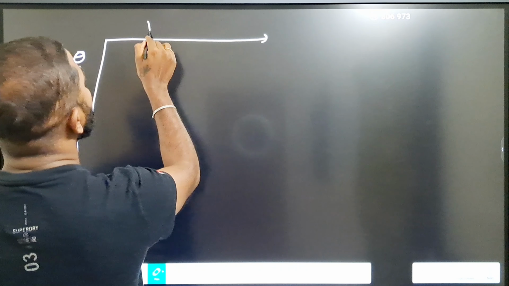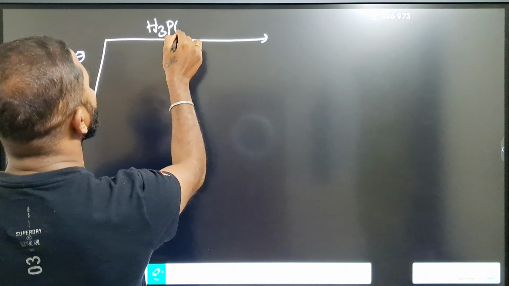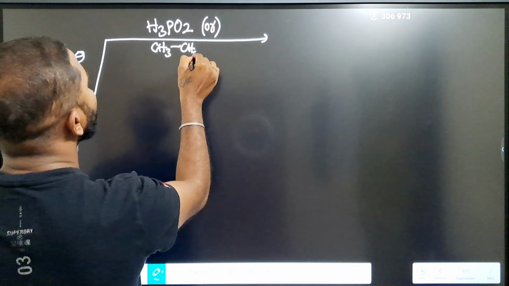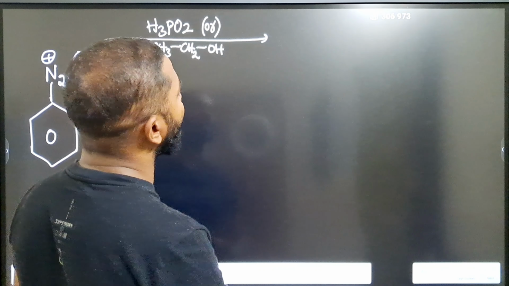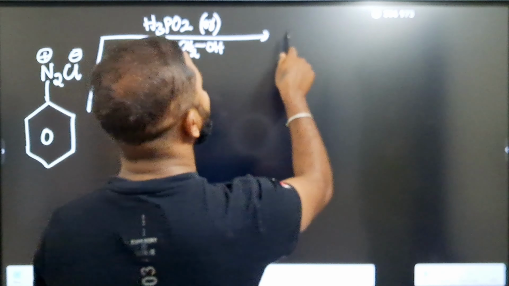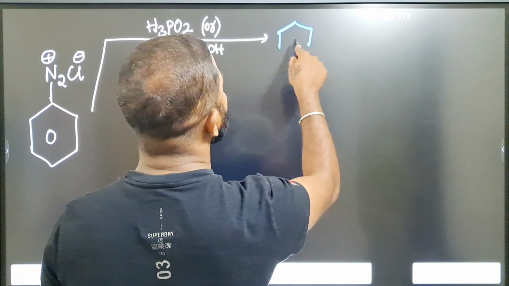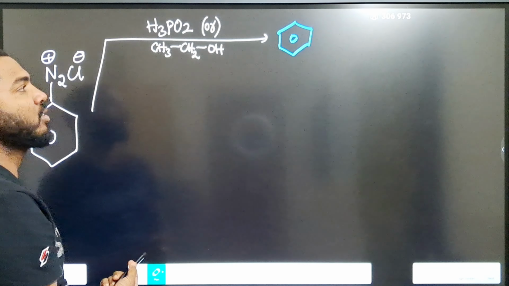Then we are trying to react this with H3PO2. Sir, no need to take only H3PO2, we can also take CH3CH2OH, which is ethyl alcohol. As I told you already, this particular reaction gives us benzene. Benzene will be given here. Yes, very important.